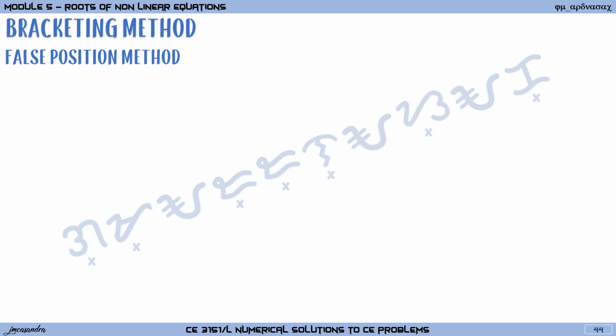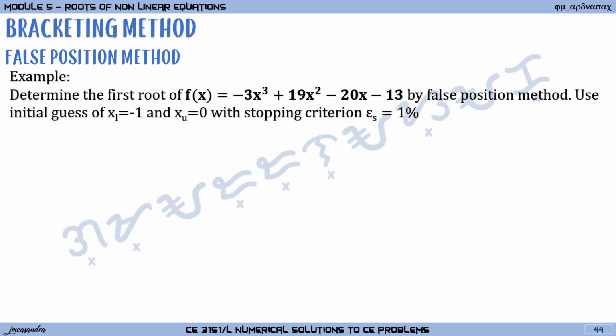So to better understand the false position method, let us solve some examples. For the given equation, the function of x is equal to negative 3x cubed plus 19x squared minus 20x minus 13. We now determine its first root by the false position method using initial guesses XL equal to negative 1 and XU equal to 0, with the stopping criterion Es equal to 1%.